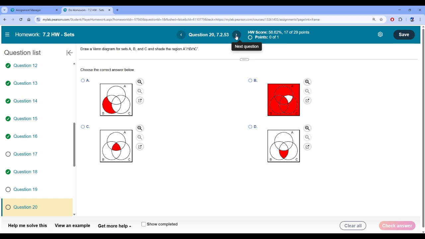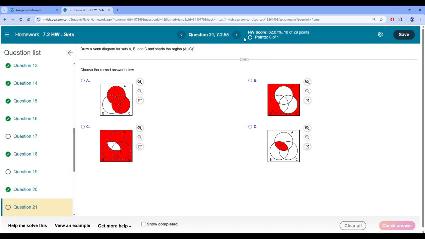What does this show? Draw a Venn diagram for sets A, B, C, and shade the region, the complement of A intersected with B and the complement of C. So it's the intersection. I think it's just this region right here, because anything outside of A, anything outside of C, I think it's just this region, which would be B. Pretty confident.